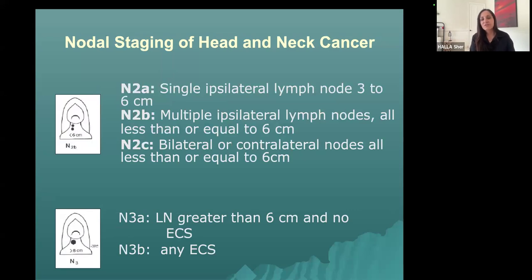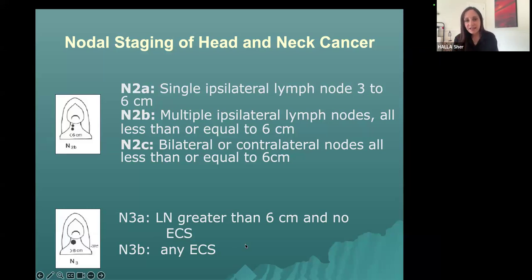N2 is divided into N2A, N2B, and N2C categories. In N2A, patients have a single ipsilateral lymph node that is between 3 and 6 centimeters. In N2B, they have multiple ipsilateral lymph nodes, all less than or equal to 6 centimeters. N2C patients have bilateral or contralateral lymphadenopathy that is less than or equal to 6 centimeters. And in N2, none of the lymph nodes can have extracapsular spread. N3 is where we see extracapsular spread.